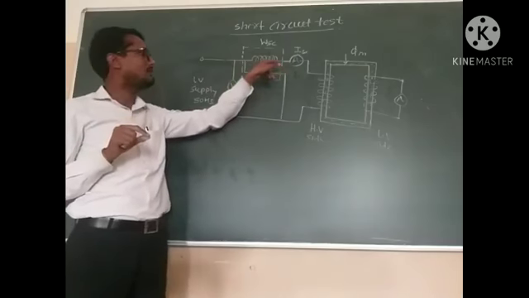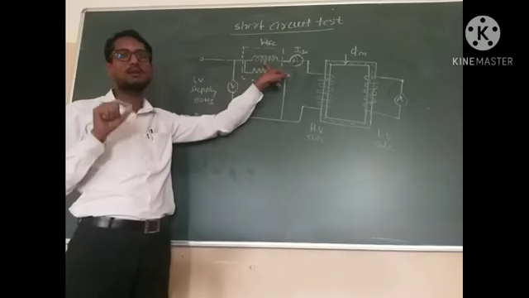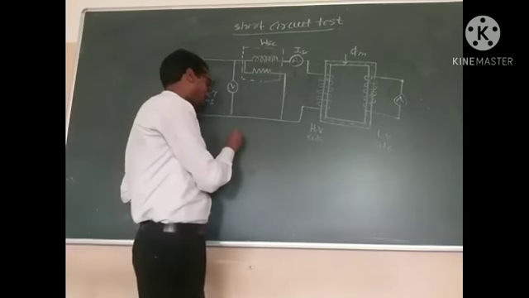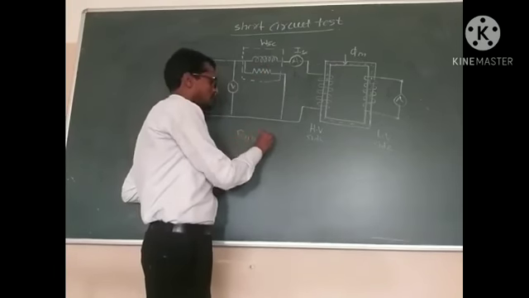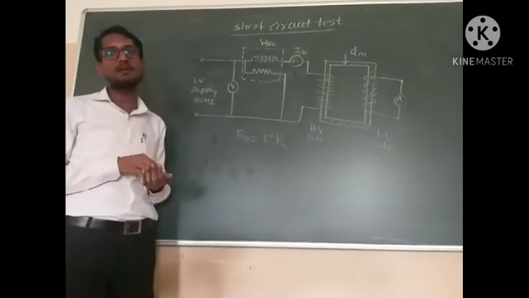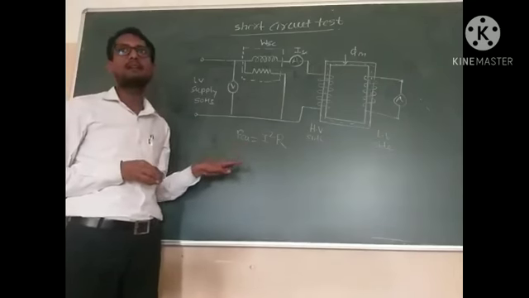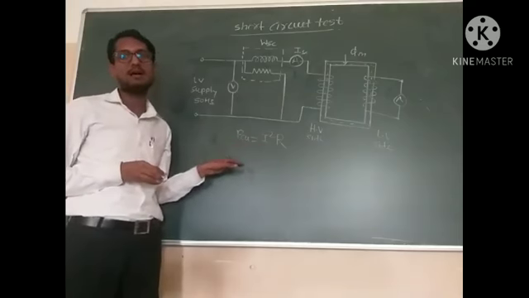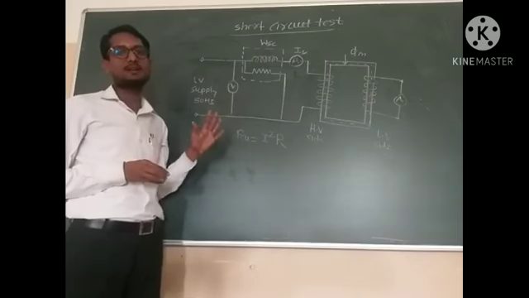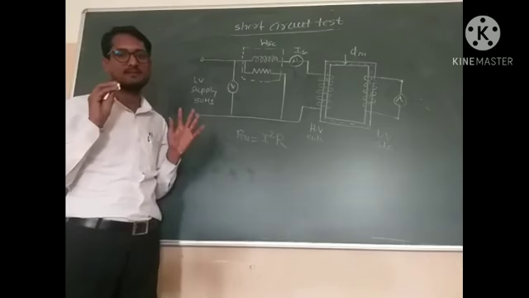This wattmeter shows the reading of the total Cu losses, or the copper losses. These copper losses are also called I square R losses, and these are the total copper losses, meaning primary as well as secondary, so these are the losses of the whole transformer.